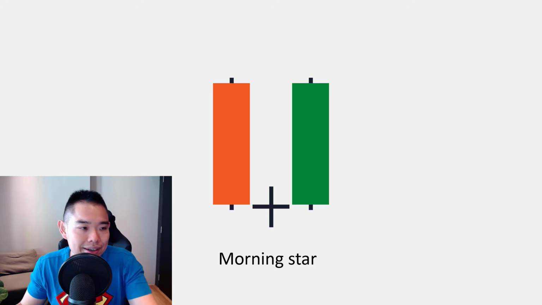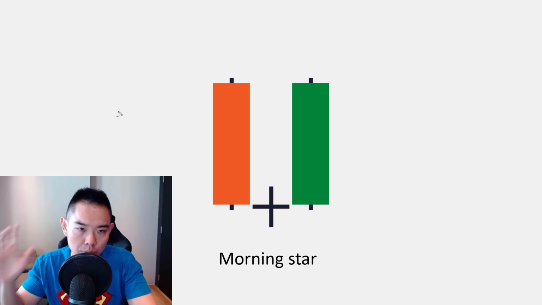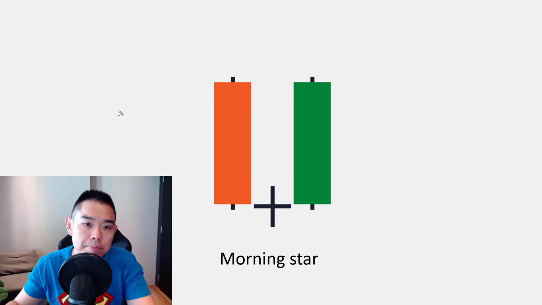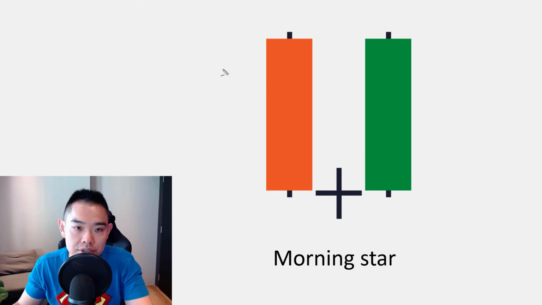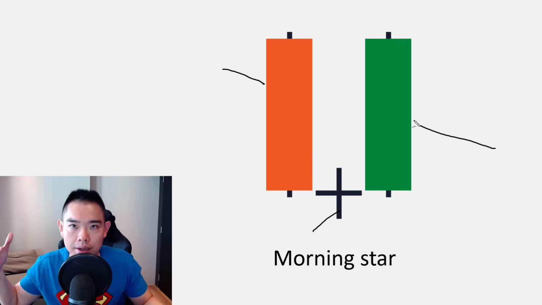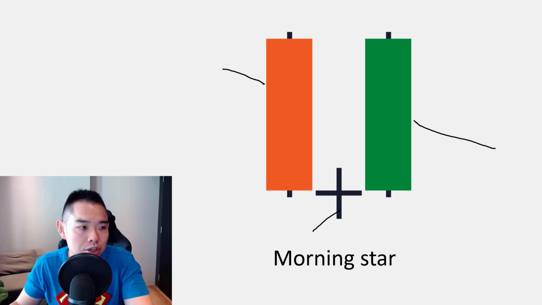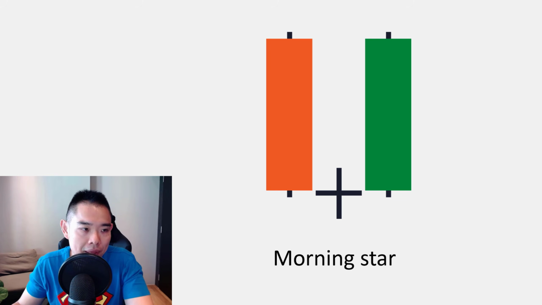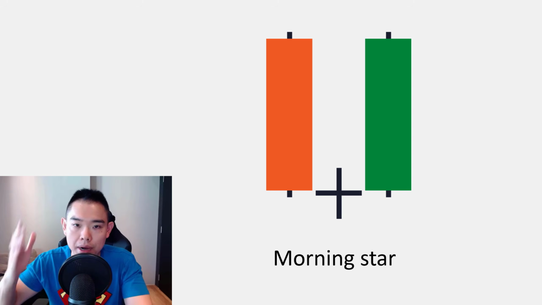Okay, the next candlestick pattern that we have is what we call the morning star pattern. And I want to point out that this particular candlestick pattern has 3 candles involved. This is the first candle, this is the second candle, and then this is the third candle. So this is a 3 candle reversal candlestick pattern. There are 3 candles involved. So what does the morning star pattern mean? Let's analyze this bar by bar.